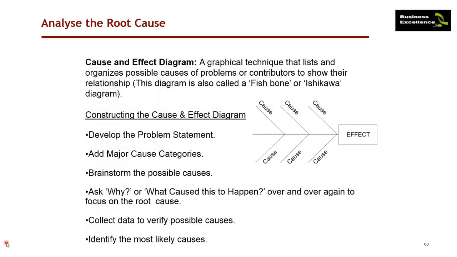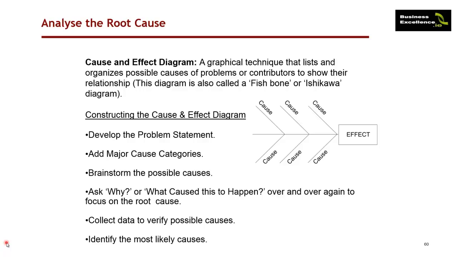We're going to use a tool called a cause and effect diagram. This tool goes under several different names. It's called a cause and effect diagram. It's also called a fishbone diagram because it vaguely looks like a herringbone. It's also called an Ishikawa diagram, and some people refer to it also as the 5 whys. Cause and effect diagram is a graphical technique that lists all of the possible causes of a problem, and then it shows their relationship and how it relates to the actual effect, the effect being the problem itself.